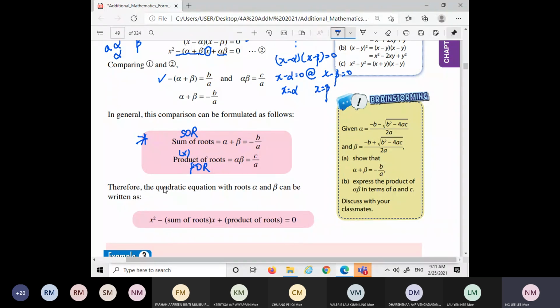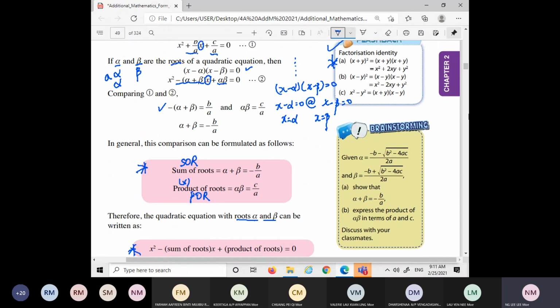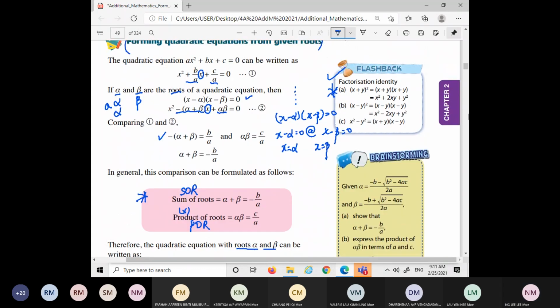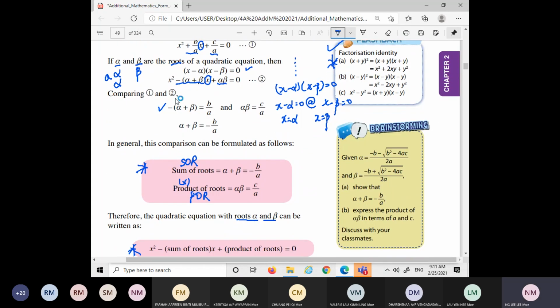Therefore the quadratic equation with roots alpha and beta can be written this way. This one is also very useful. It's x squared minus SOR x plus POR equals 0. Where does this come from? We go up a bit. You see x squared minus (alpha plus beta, sum of roots) x plus alpha times beta, product of roots, equals 0.